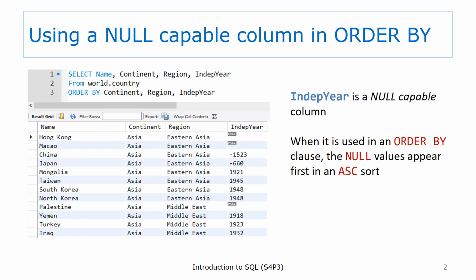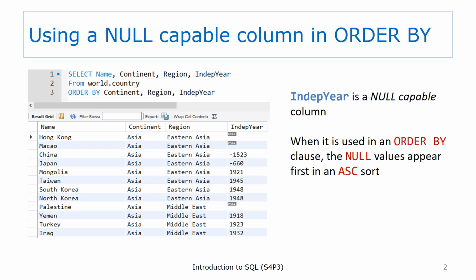It makes sense to allow null for this column since there are some countries that are not considered to be independent. When used like this for a year value, null indicates that there is no value that can be assigned. You can see the results of using order by with a null capable column.